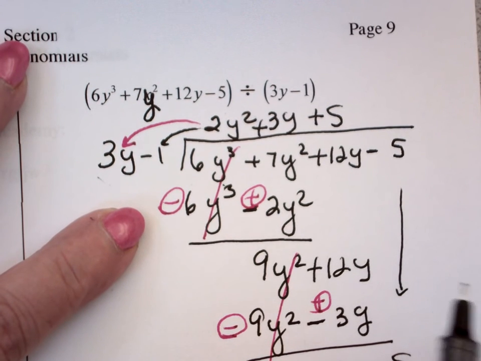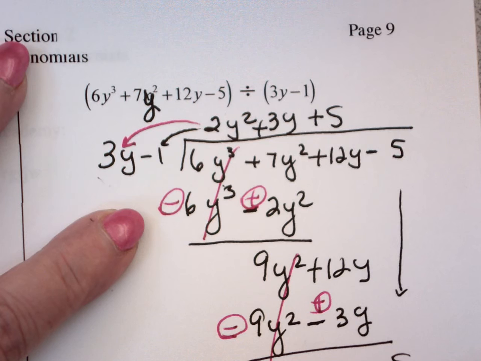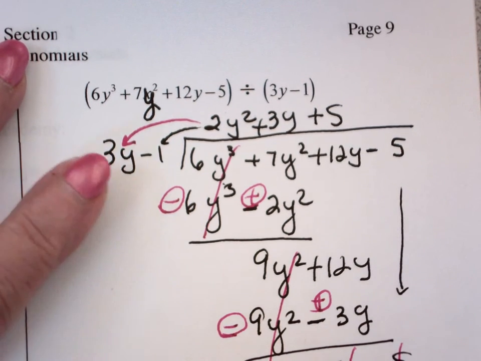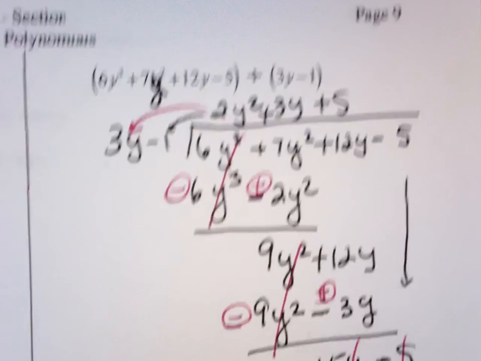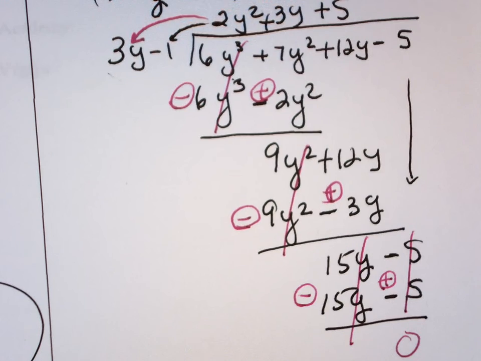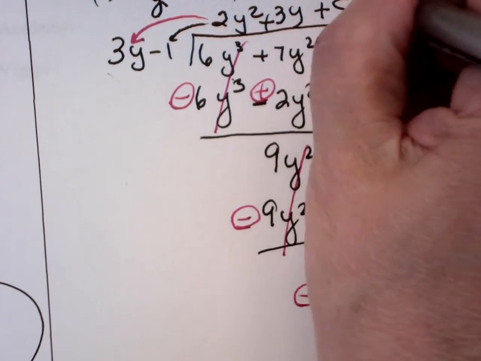Then you subtract. The y's drop out, the 5's drop out, remainder of 0. It divided evenly. So my answer is just this right here.